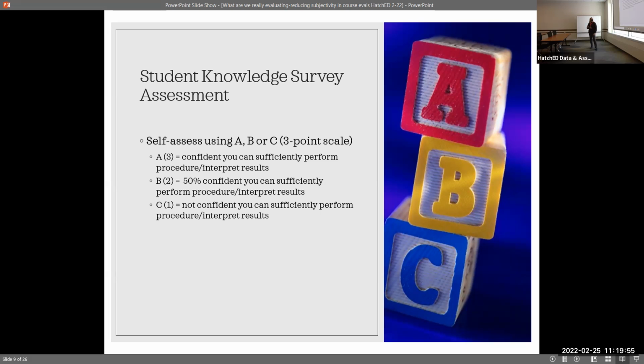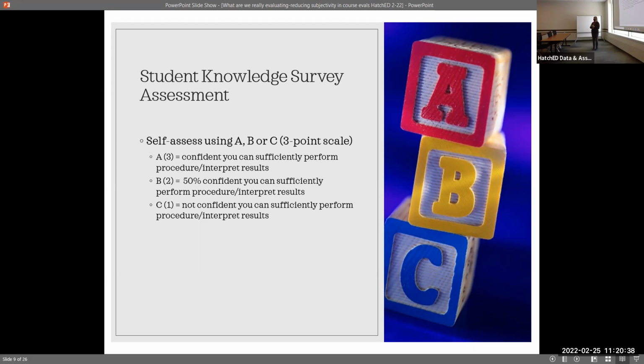A represented also a number 3, which the students don't need to know, but on your end, A represents 3, which is confidence that you can sufficiently perform the procedure or interpret the result, or your confidence in knowing that particular course outcome. Number 2, or B, is that you are 50% confident that you can sufficiently perform the procedure or know the course outcome or interpret results if it's clinical. And 1, or C, is that you are not at all confident you can sufficiently perform the procedure or interpret the results. Now, with a 3-point scale, it doesn't allow a lot of flexibility for students.